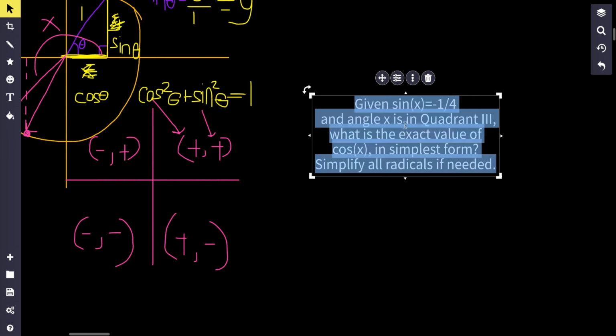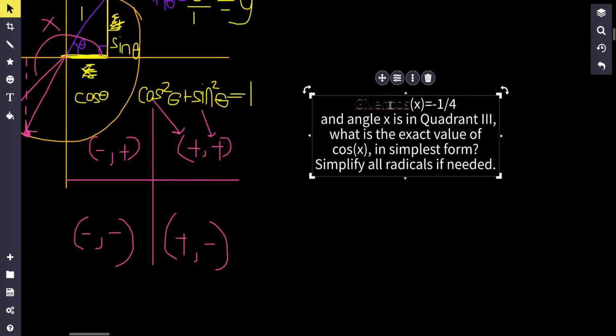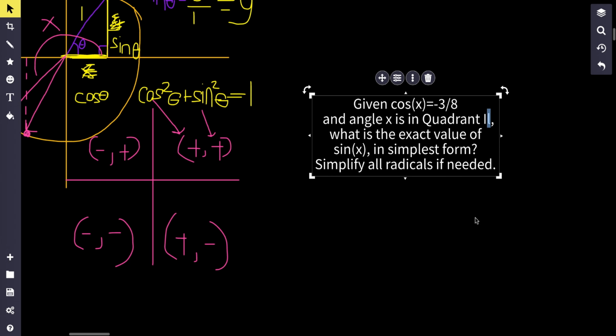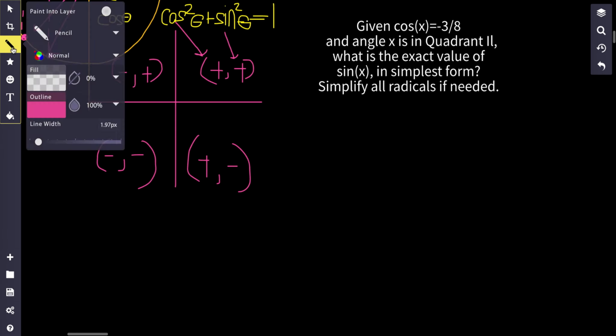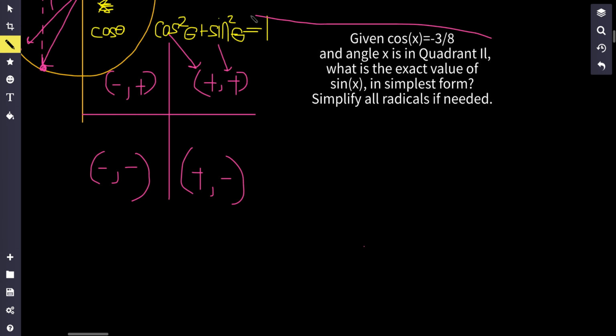Let's say that in this case, we're given cosine of x is equal to, let's say, negative 3 over 8, and we want to find out the exact value of sine of x, and this is in quadrant 2. All right. So feel free to try and do this problem using this right over here.